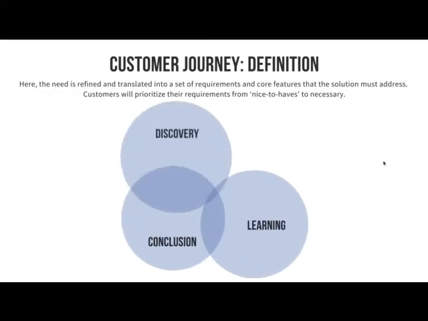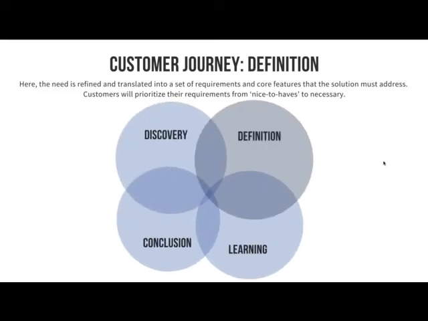Definition is where the need is refined and translated into a set of requirements and features that you might want. And here we might prioritize our requirements as like, oh, well, this is something I have to have, or this feature is a nice to have. Maybe I can live without it if it costs a little less. We have this internal dialogue in much of these phases as to whether or not we're going to buy something and why we're going to buy something and what features we need and what we don't need.